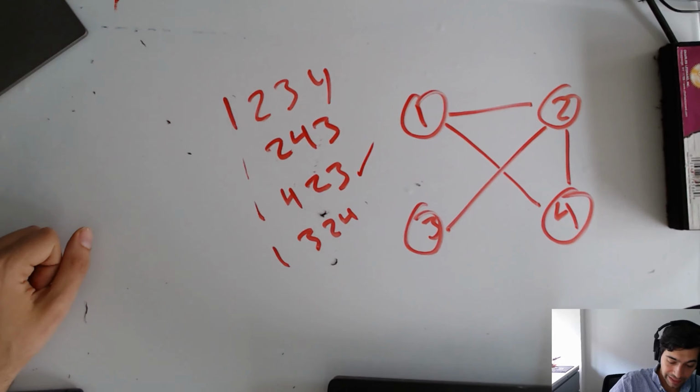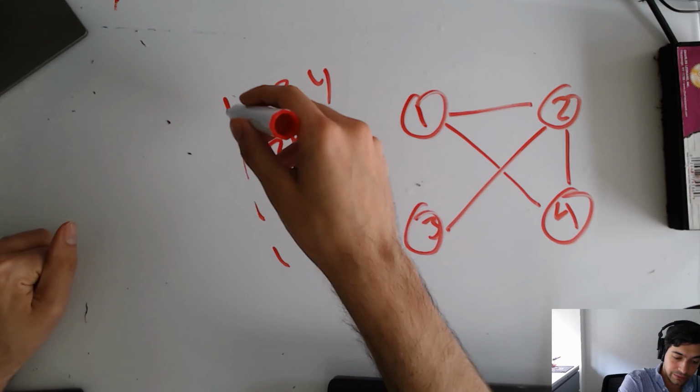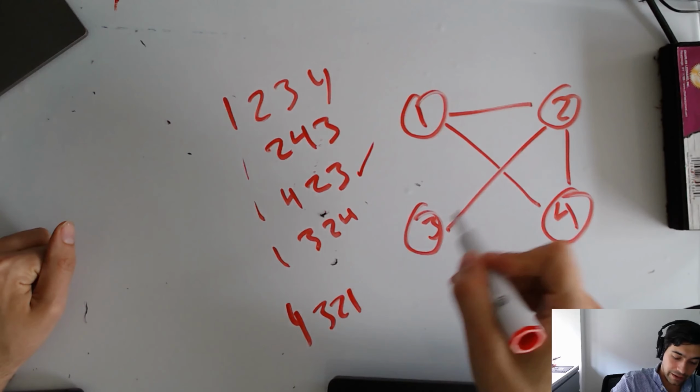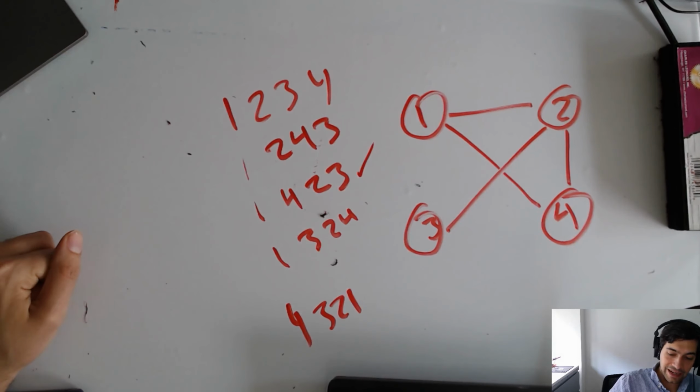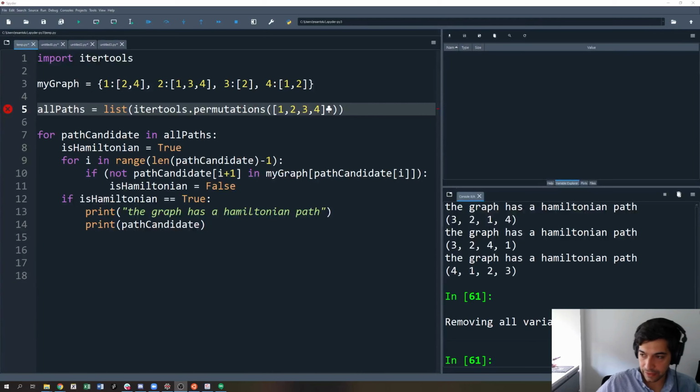So what our plan is, we're going to come up with every possible list, all the way from 1, 2, 3, 4 to 4, 3, 2, 1. Every different possible order, and we're going to check, do any of these orderings satisfy the Hamiltonian path condition? That's going to be our algorithm.